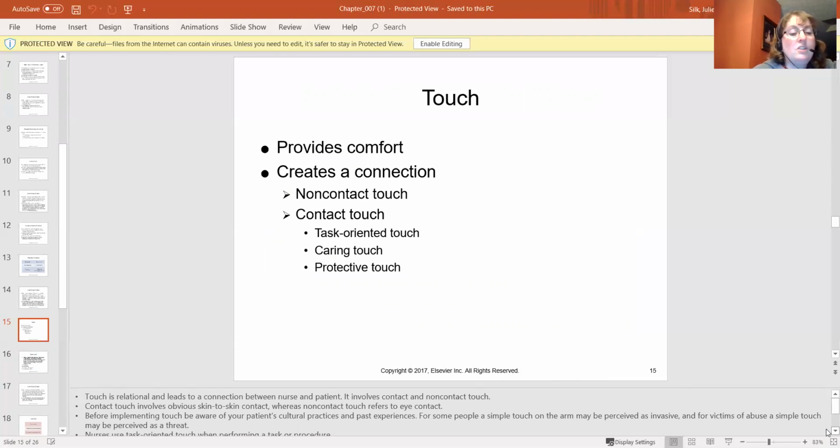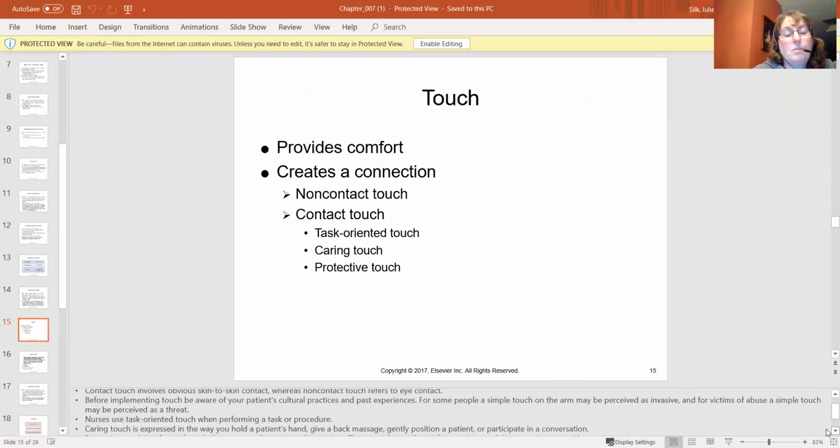Before implementing touch, be aware of your patient's cultural practices and past experiences. For some people, a simple touch on the arm may be perceived as invasive, and for victims of abuse, a simple touch may be perceived as a threat.